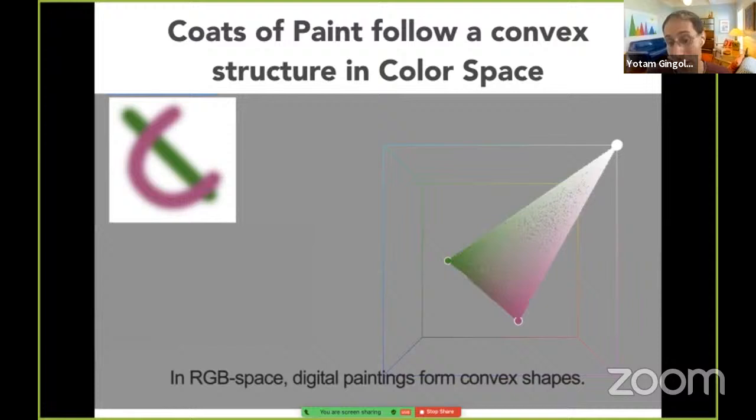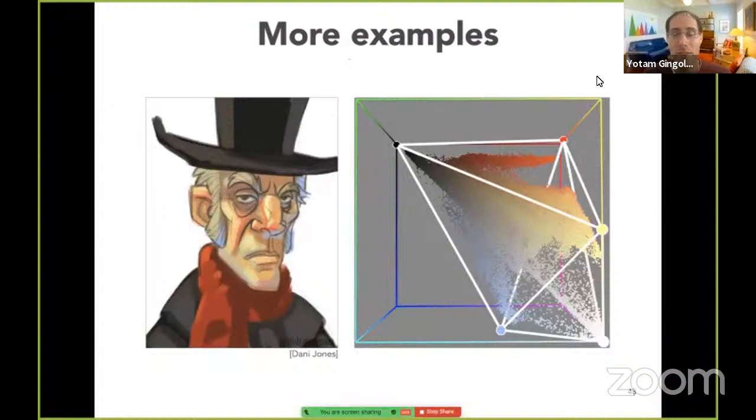And so this is true for digital paintings, which are created with that color compositing operation that we looked at. And here's a digital painting created by Danny Jones. And we can see the colors of the image, and I'm showing you a convex outline, a convex structure around these pixels. And so you can see all the pixels lie inside of this. I mean, they have to.